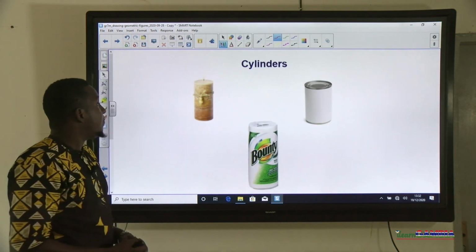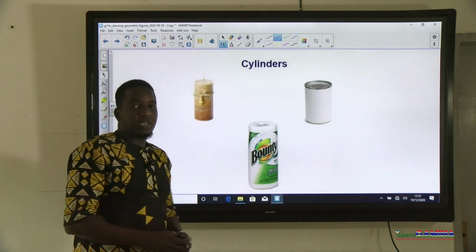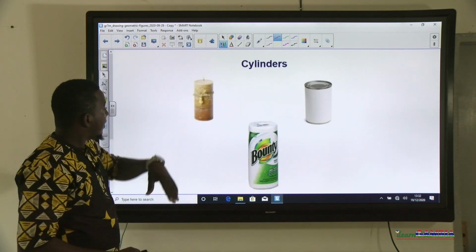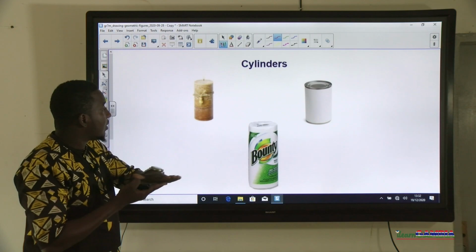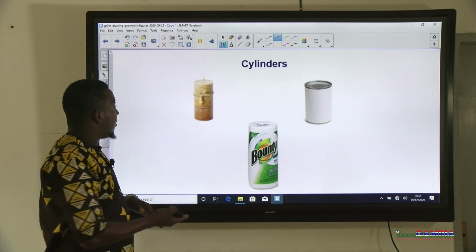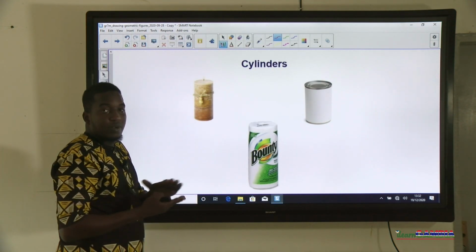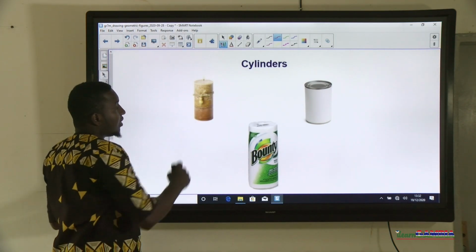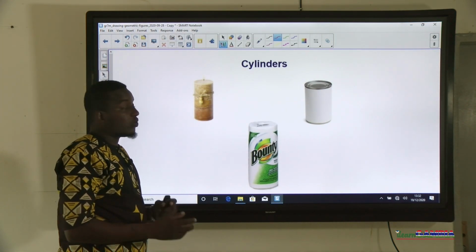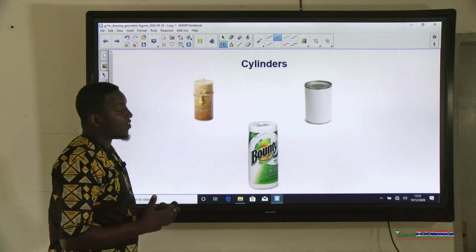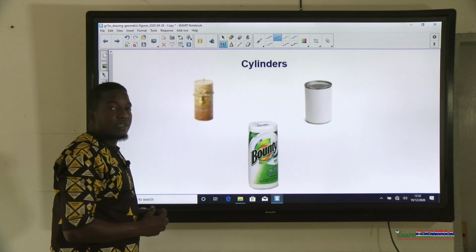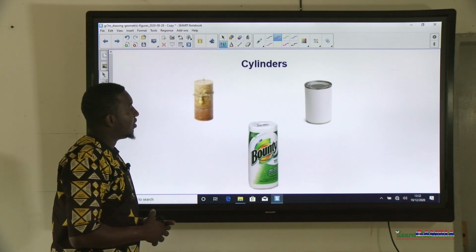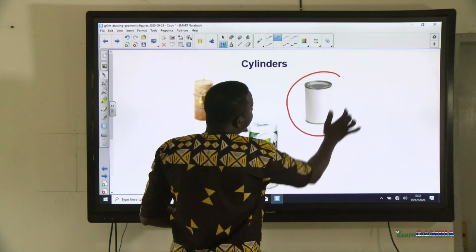Here we have some. You can see this one is a candle. When it starts melting, you see that the side on top is always flat, and the bottom side is also flat, and the side is a curved surface. So that is an example of a cylinder because it has all the properties that we need to classify it as a cylinder. Also, you can look at the milk tin.